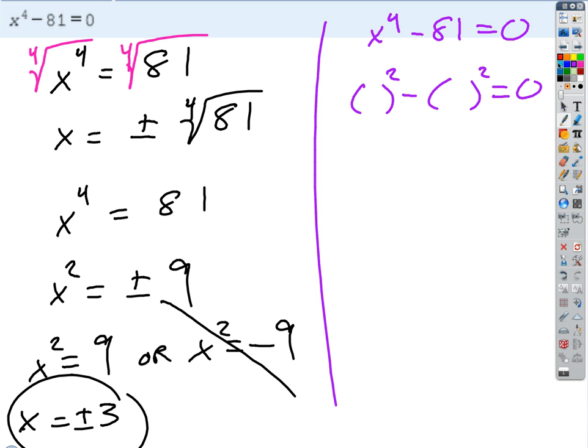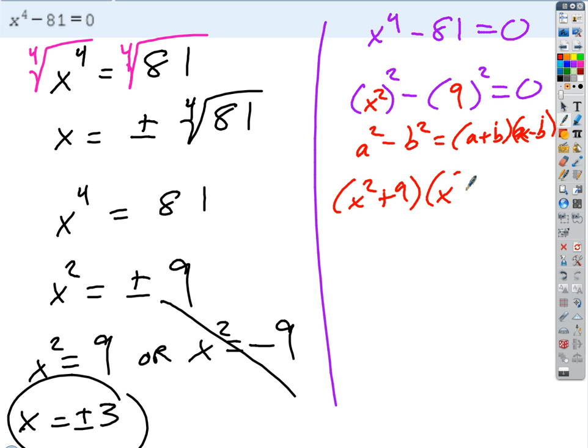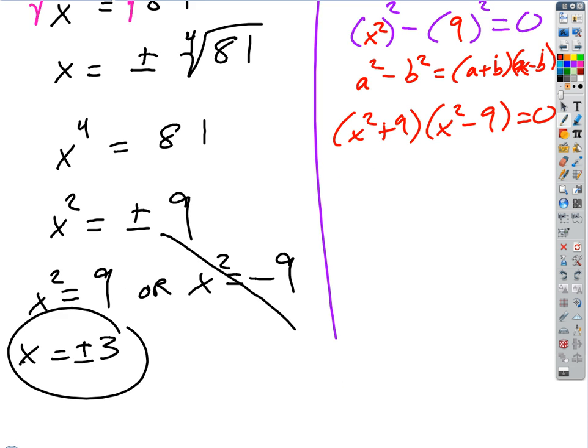What's the first something? Yeah, x squared squared is x to the fourth. 9 squared is 81, right? So then this splits apart using my pattern, a squared minus b squared. Remember, that just equals a plus b times a minus b, right? So that's my a and that's my b. So I'd get x squared plus 9 times x squared minus 9. And when I set those equal to 0, don't you see I'm just going to get these results, right?